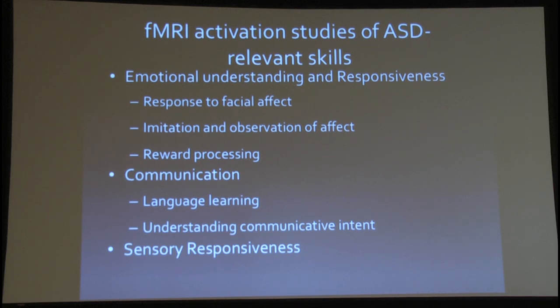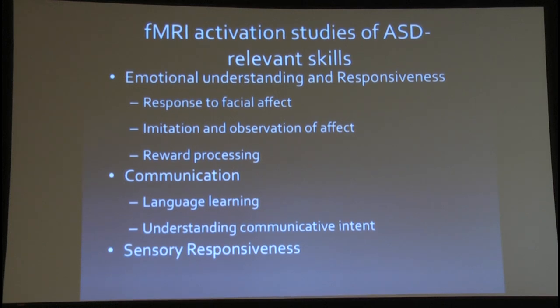So there are a number of things that we've studied and many groups have studied, and there's no way I could talk about all of them, but I'm going to talk about a few, primarily related to emotional understanding and emotional responsiveness, reward processing, language and communication, and sensory responsiveness and sensory hypersensitivity. I'm happy to answer questions about other cognitive skills. I just don't have time to go into all of them.